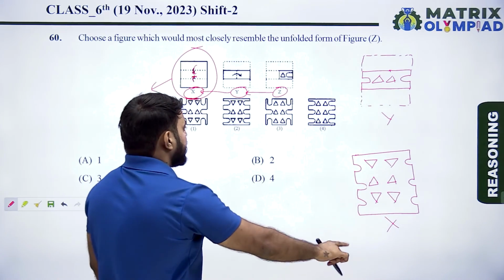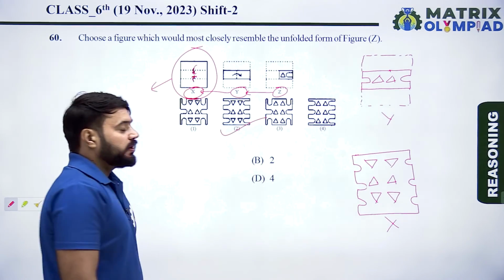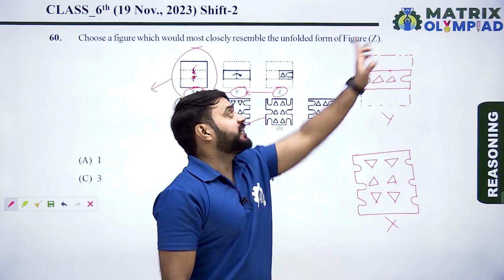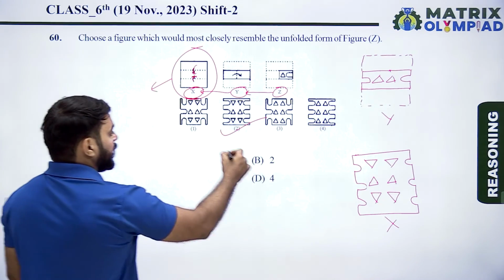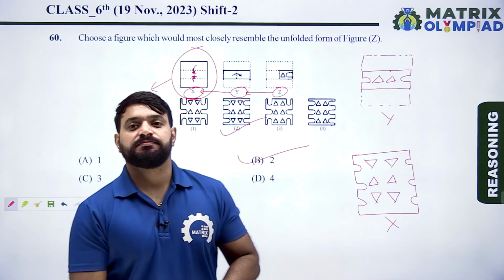So here figure 2 represents the correct unfolded paper of Z. So here option B is the correct answer of this question.